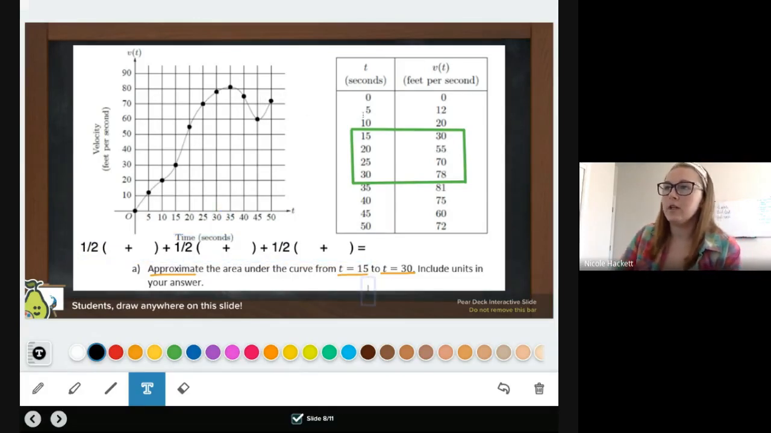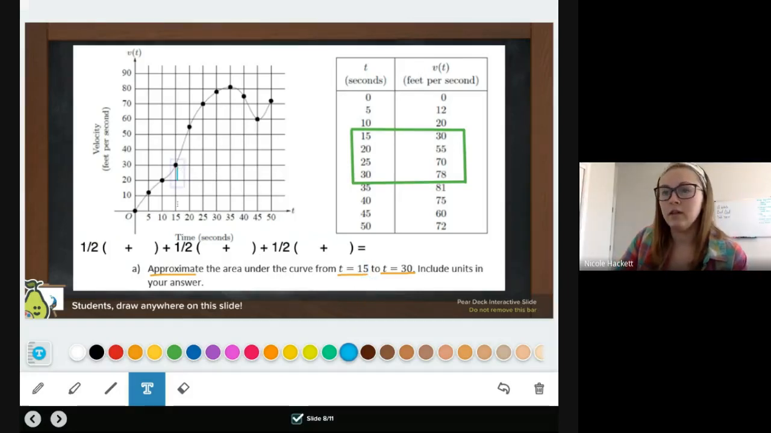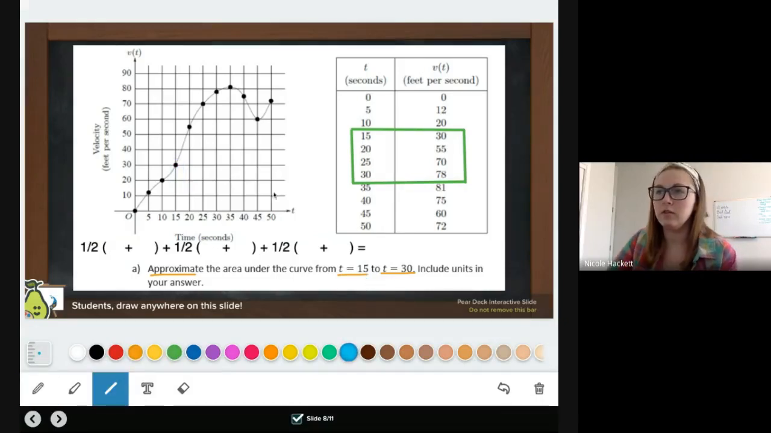But first, we need to make some boxes. So by boxes, I mean rectangles. We're going to do an underestimate and we're going to do an overestimate. So it has to start at 15, because we're going from 15 to 30. Notice down here in the bottom, our interval is 5. So if we're finding the area under the curve, we're going to find the area of each of these rectangles. And we're going to do it twice. Once for underestimate and once for overestimate.